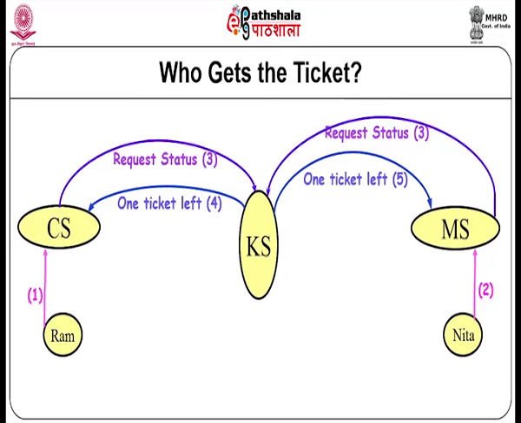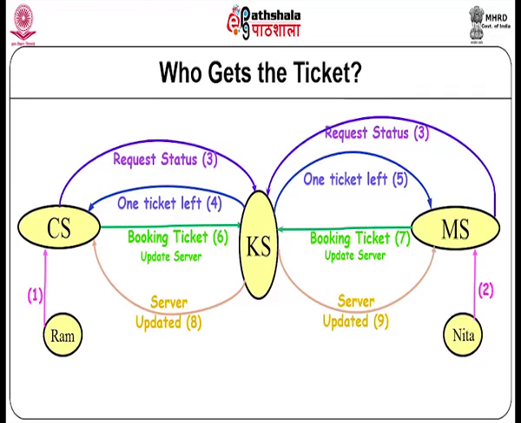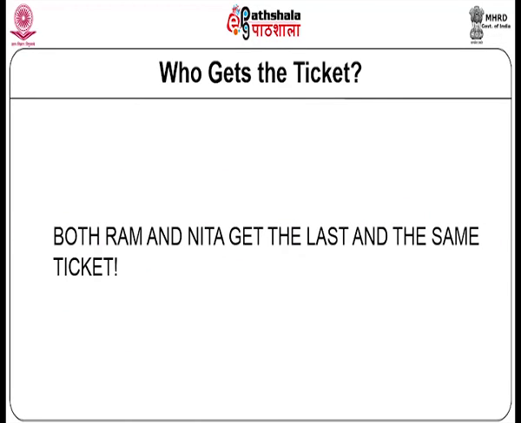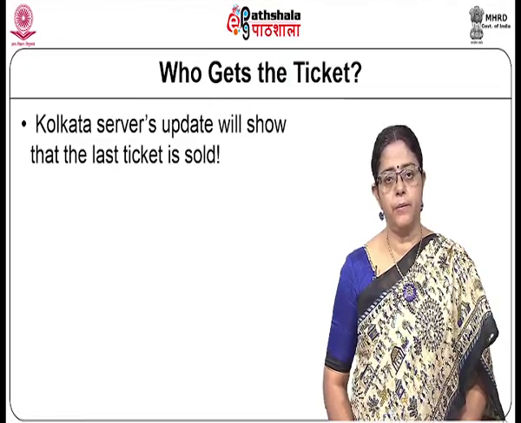Obviously, because both of them are trying to book the ticket, both of them will send a reply saying: update the server, I am booking the ticket. Both the servers will try to update the Kolkata server, but the Kolkata server, being unaware of the availability of only the last ticket, will reply to both and update the server. So, both of them will be told that a ticket has been booked, but the problem is that both of them will be having the same ticket. This is a problem that they will face because of the problem in mutual exclusion.